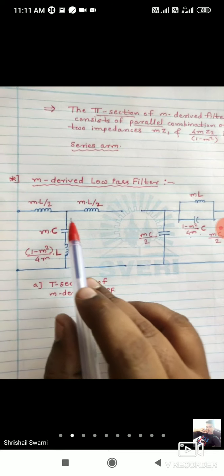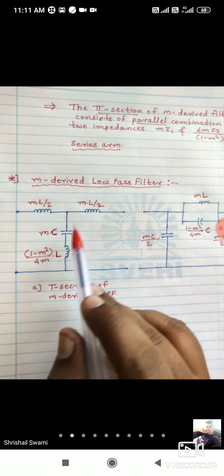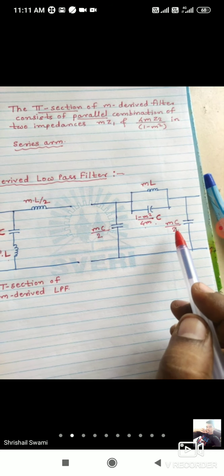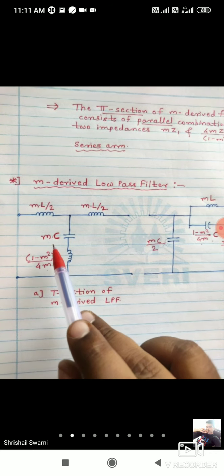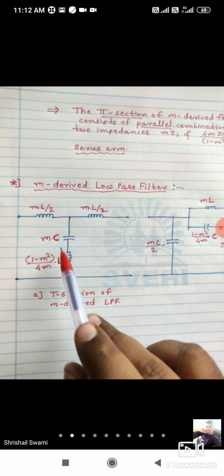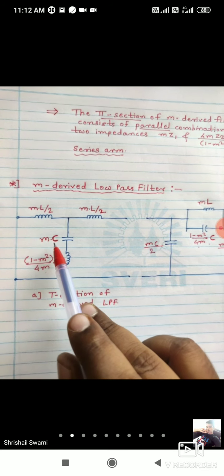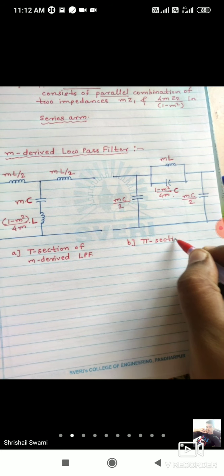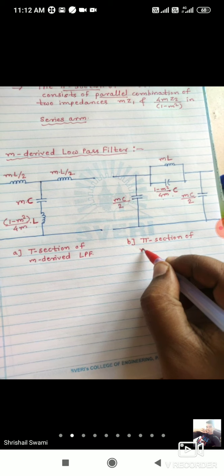Just remember: here m into L by 2, and here m into C by 2. Next, m into C, this is the new thing actually. m into C as it is, and here m into L as it is. Now this will be the pi section of the m-derived low pass filter only.